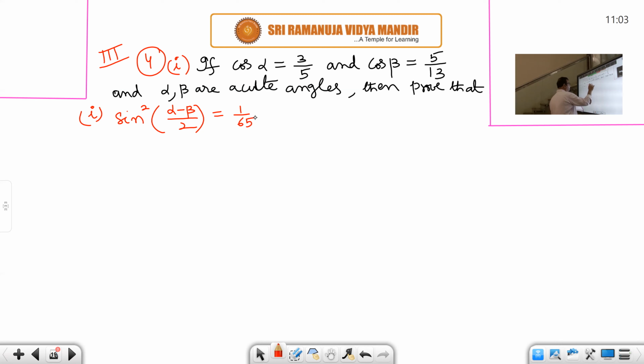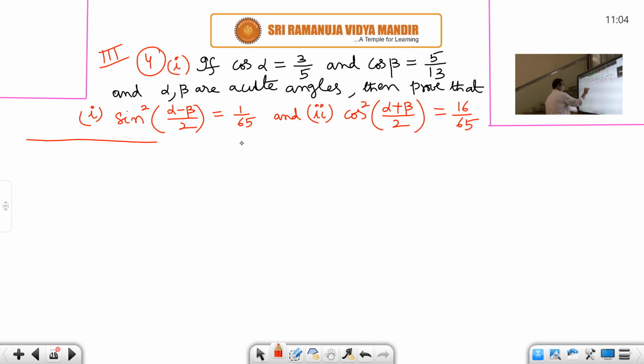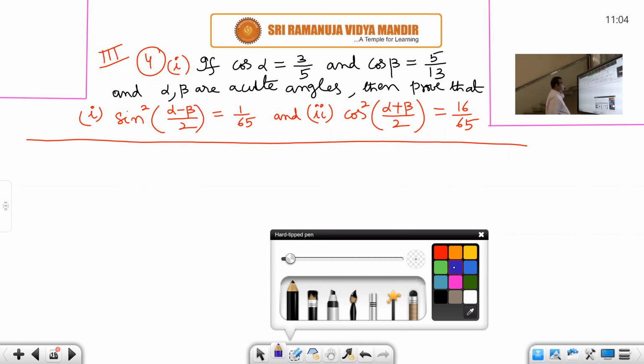and number 2, cos square of alpha plus beta by 2 is equal to 16 by 65. Okay. So 2 bits we have to prove. Okay, let us use blue color. Right, solution. Please read the question carefully.